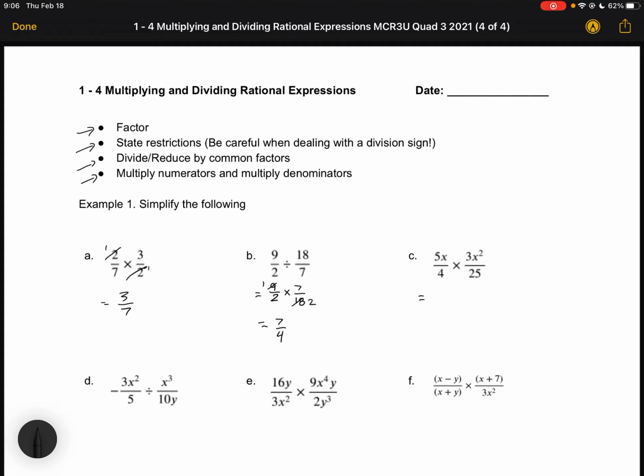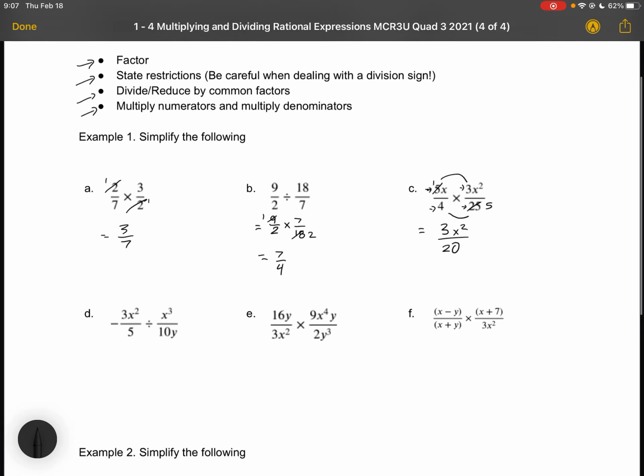Third step is I'm going to divide or reduce by common factors. So if I look at the 4 and the 3, there are no common factors between those two. But the 5 and the 25, I can divide both of those by 5. And now I can multiply the tops together and multiply the bottoms together, just like I did in A and B, where I only had numbers. So 3x² / 20 would be my final simplified answer.